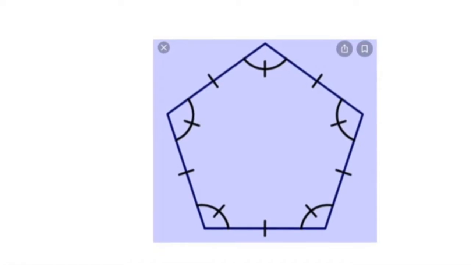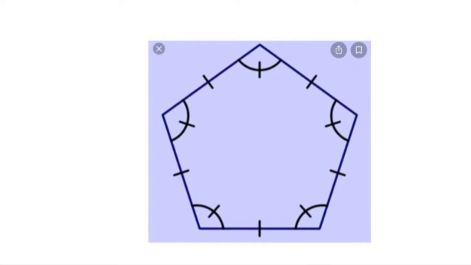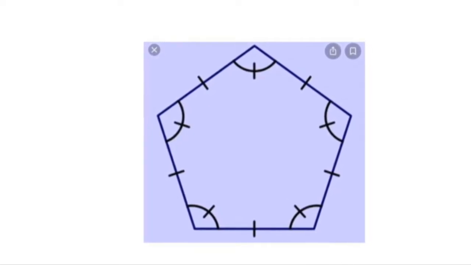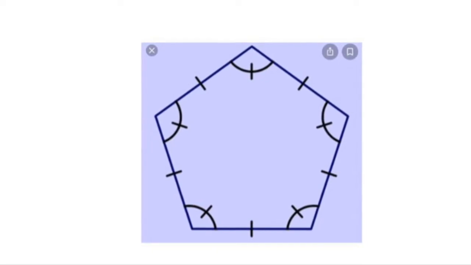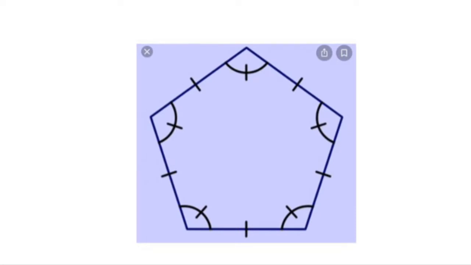Let's look at this next polygon that also has five sides. This polygon is different from the last one though. There's something special about this polygon. It's special because all the sides are equal and all the angles are equal inside this polygon.